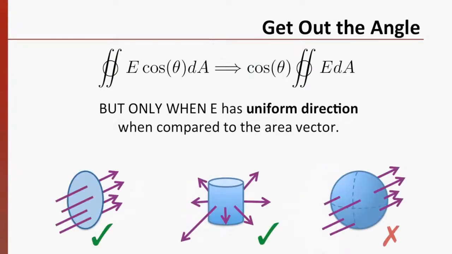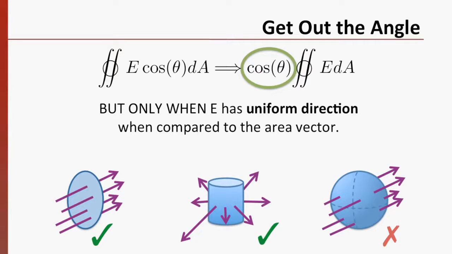We can remove the cosine theta from our integral only when the angle between the area and the electric field doesn't change. The left-hand example shows a field that always points in the same direction, and an area that always points in the same direction.